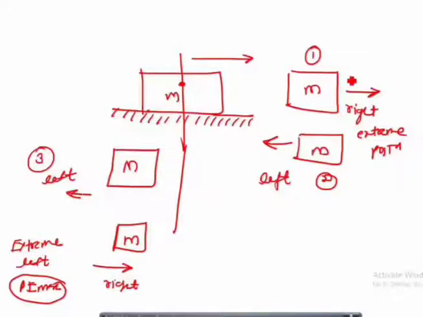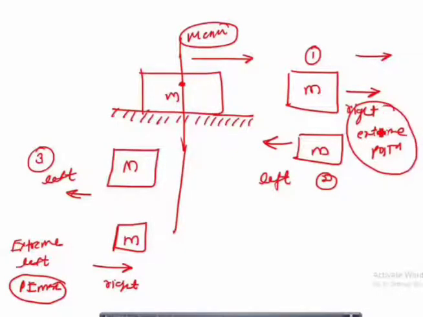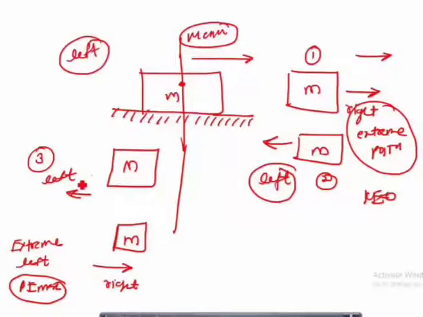See, in the first case the mass is on the right side of the mean position. It is very important to understand: on the right side of the mean position, and moving towards the right. Then when it reaches the right extreme position, its potential energy will become maximum, K will become 0, as I said in the earlier lectures. Again the mass will try to move towards the mean position, means it will move towards the left. Then it will come to the left side of the mean position, and it will move towards the left only. That is the third position.